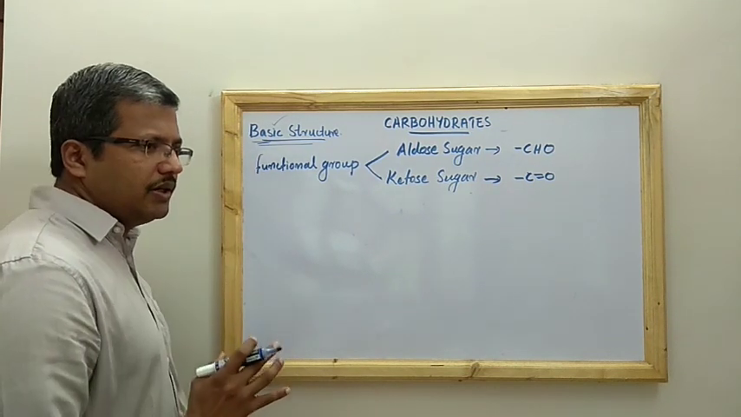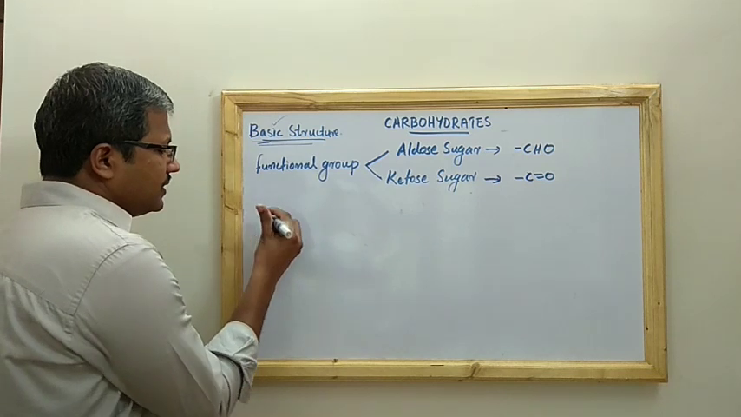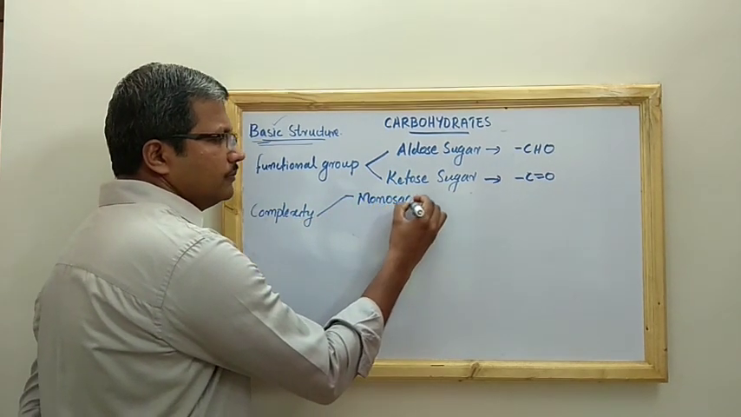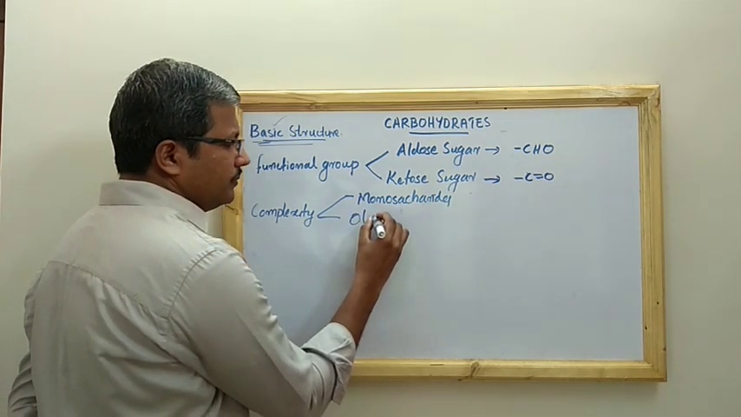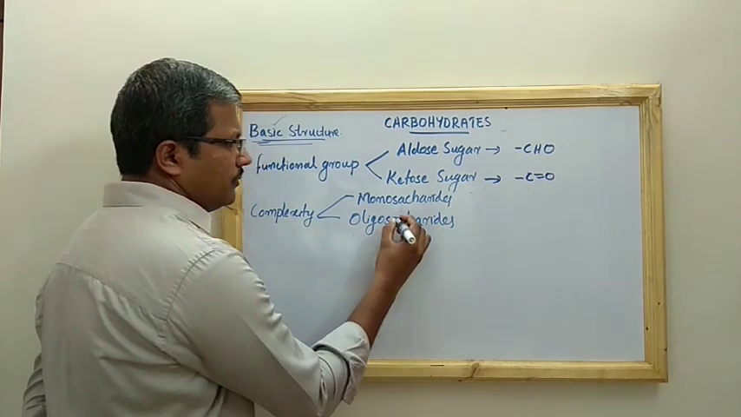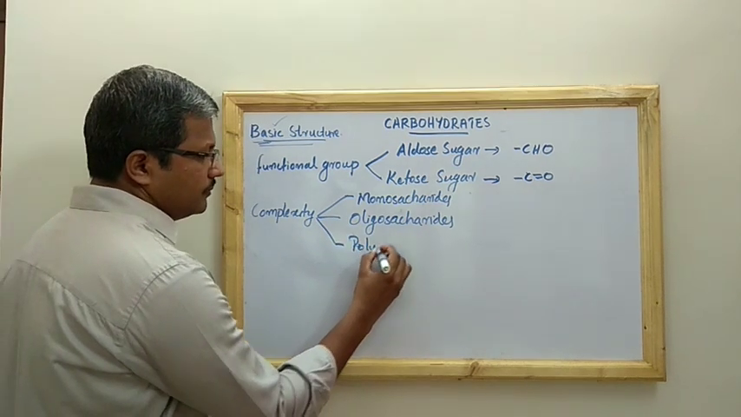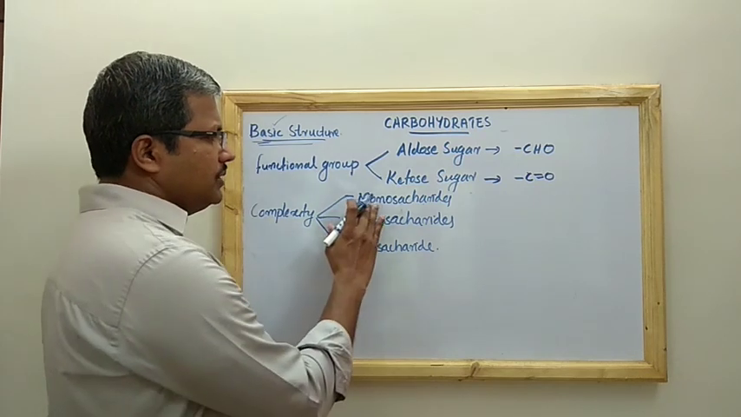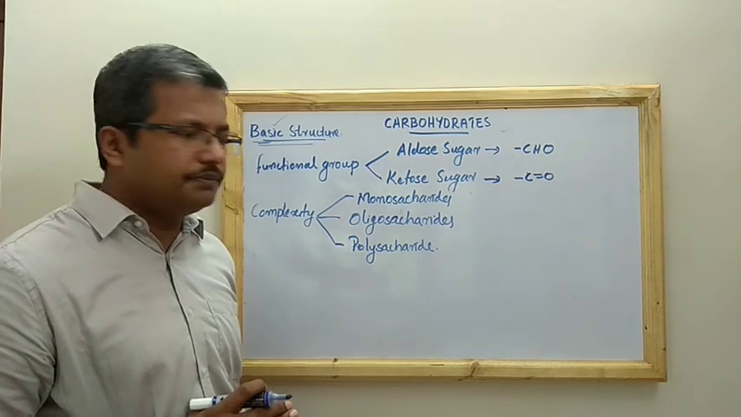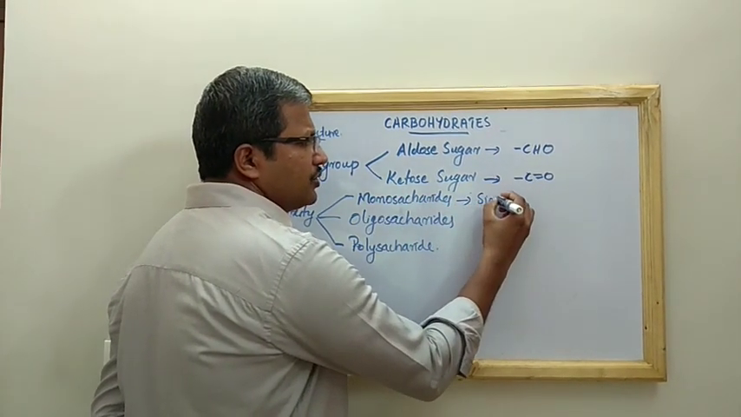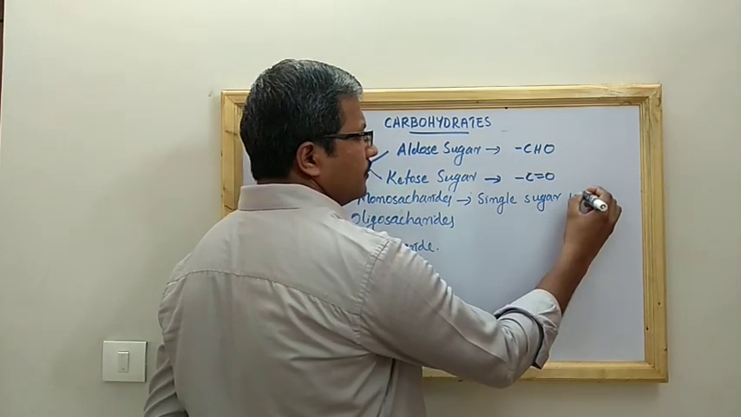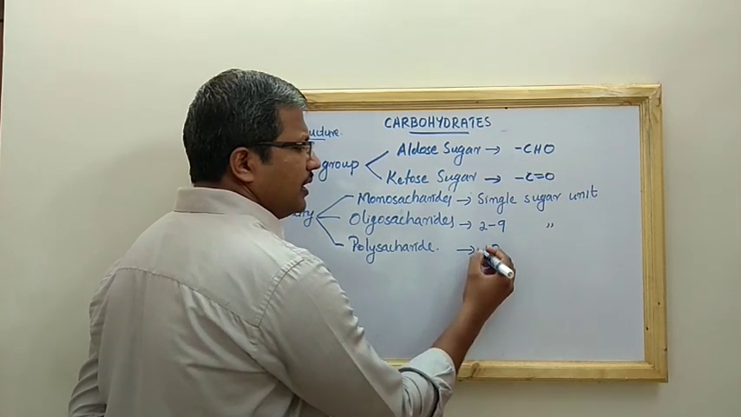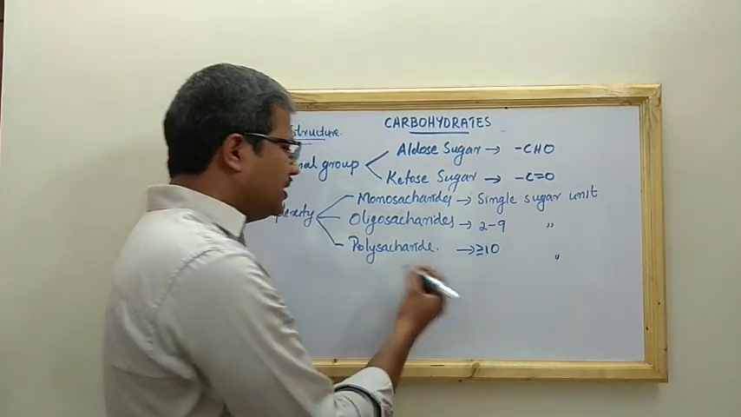How many units are present, how complex that particular carbohydrate is. Based on complexity, we can classify carbohydrates into monosaccharides, then oligosaccharides, and the third one, polysaccharides. Monosaccharides are composed of a single sugar unit, oligosaccharides have 2 to 9 sugar units, and polysaccharides have 10 and above sugar units.